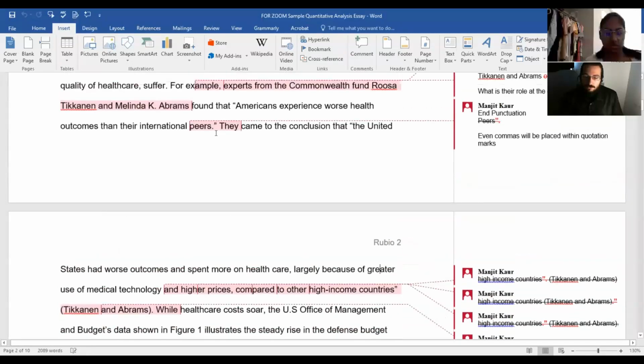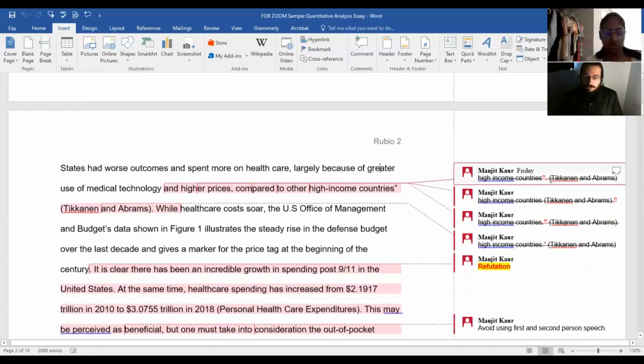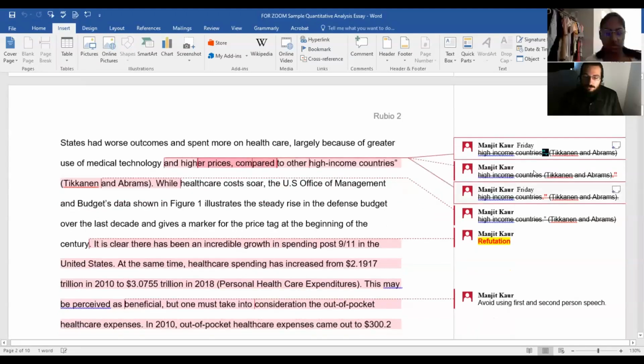Remember here, the period was inside the quotation marks. Here you have the quotation and quotation marks, your parenthetical citation, and then the period after the citation. These are the common errors students make. They will either place the period before the parentheses, or they will take the end quotation marks to the back and put it there. Either one of these categories is not correct. The correct way to do it is how the sample essay has done.